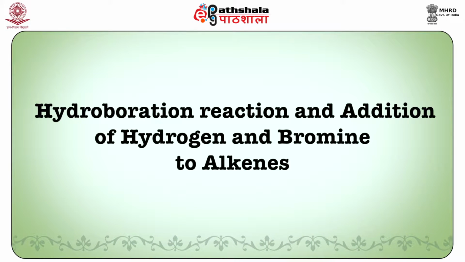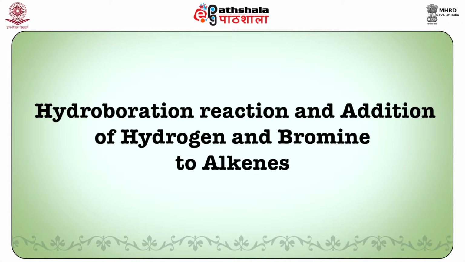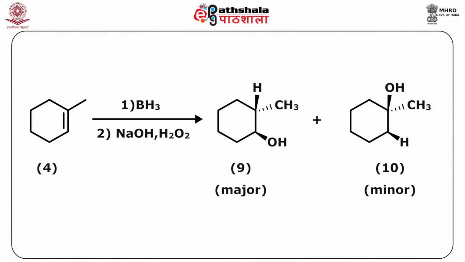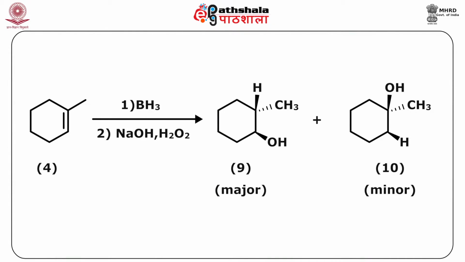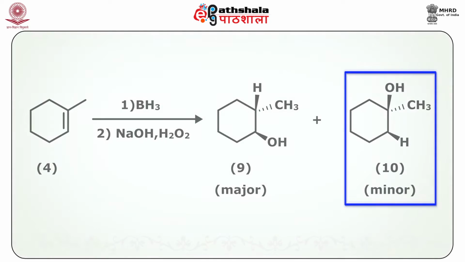Hydroboration reaction and addition of hydrogen and bromine to alkenes. Hydroboration oxidation is a reaction which follows an anti-Markovnikov rule, with the boron attaching to the less substituted carbon. The hydroxyl group comes from the hydrogen peroxide and sodium hydroxide. The hydrogen and the hydroxyl groups are added in a syn addition, leading to the cis stereochemistry. In this reaction, it is observed that product 9 is formed in much higher yield than product 10.